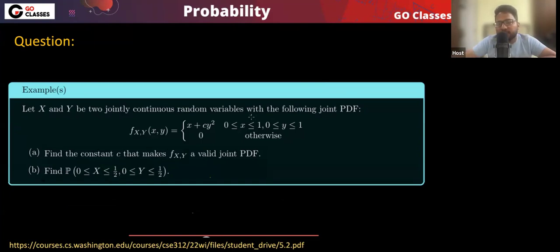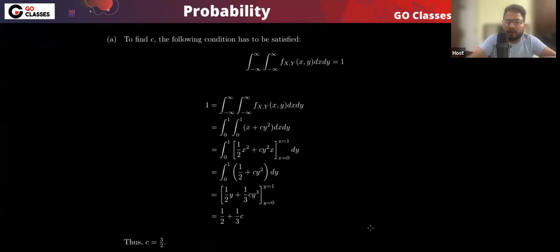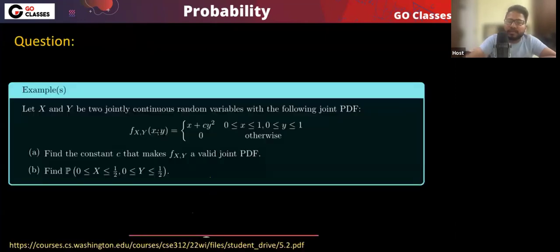Now here, this x and y are independent, in the sense the range is not depending on x or y. So it is 0 to 1 and this is also 0 to 1. So you can quickly integrate and then you can find out the value of c. If you integrate from 0 to 1, 0 to 1, then c is coming out to be 3 by 2. You can just try this as homework. This part A is very easy.